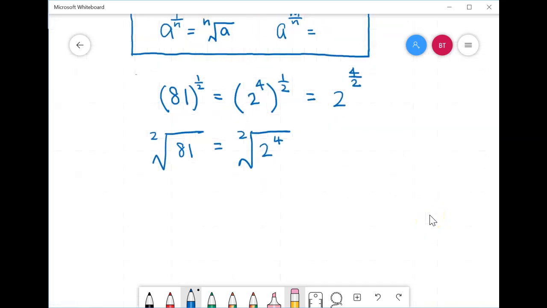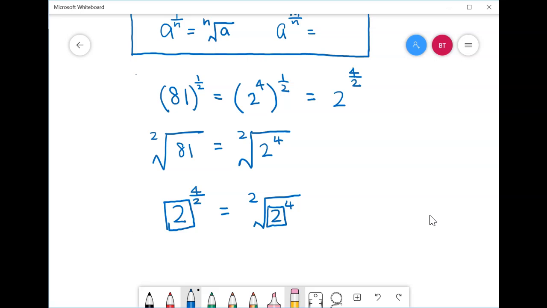Alright, before this, we already know that these two numbers are the same. So therefore, let's look at this form: 2 to the power of 4 over 2 and the second root of 2 to the power of 4. So let's look at structure. This square over here is the base. I'm going to square out the base as well.